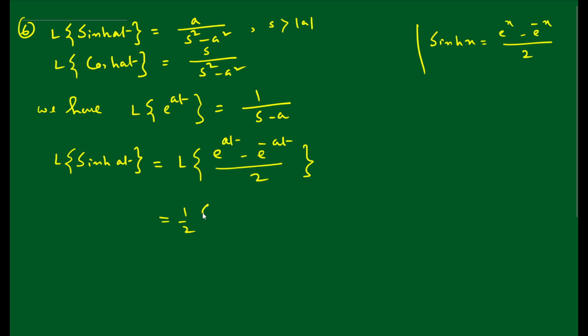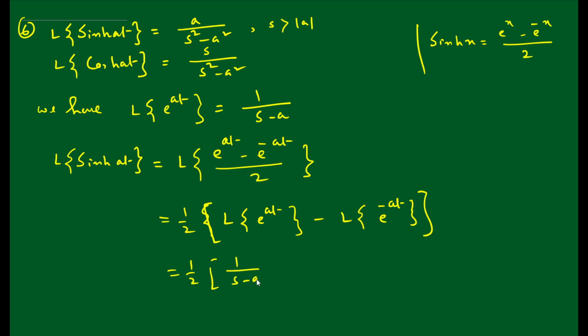Okay, so one will be the Laplace transformation of e to the power at, and the second one is the Laplace transformation of e to the power minus at. So half into this, we can write 1 by s minus a minus... Now see here, minus is there, no? So what we can write? 1 by s minus minus plus a. Just take the LCM, you will get the answer.